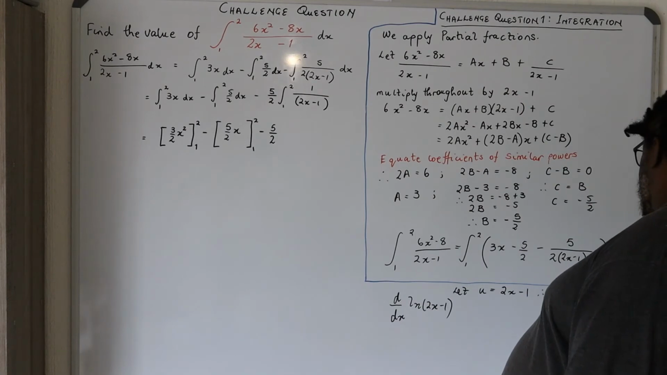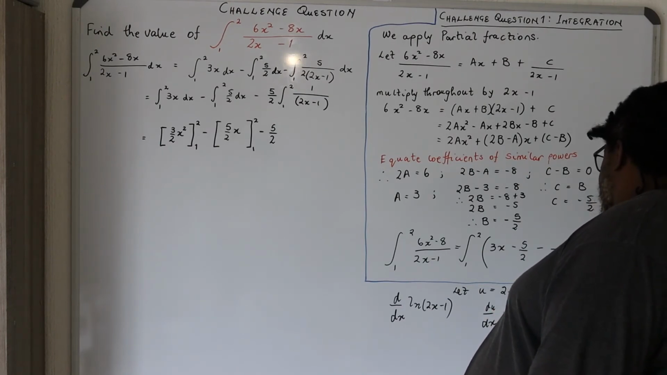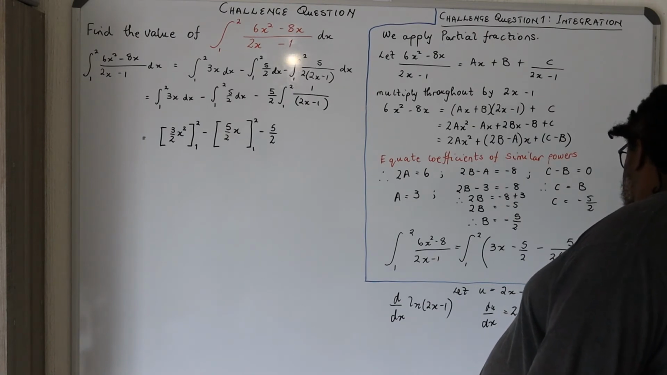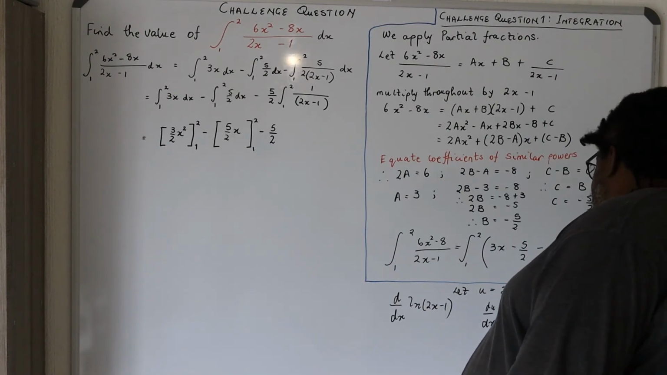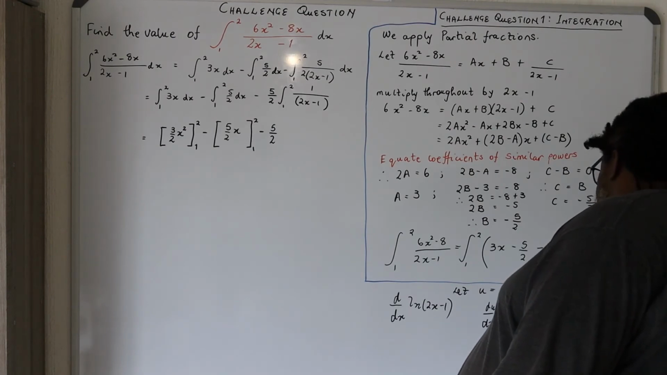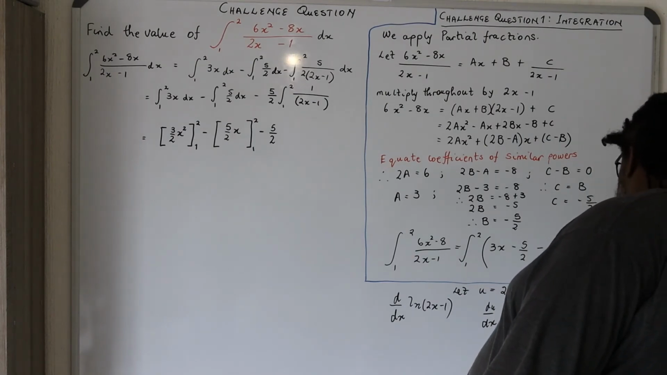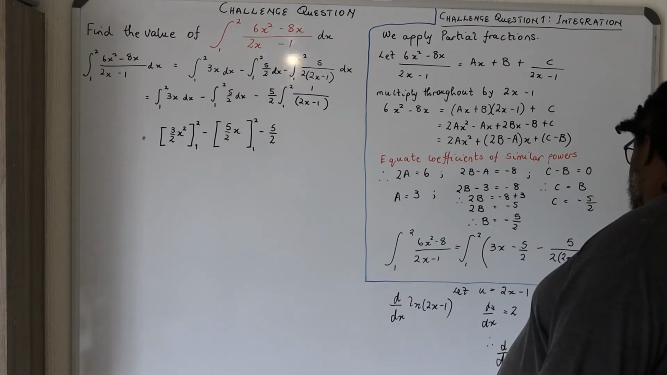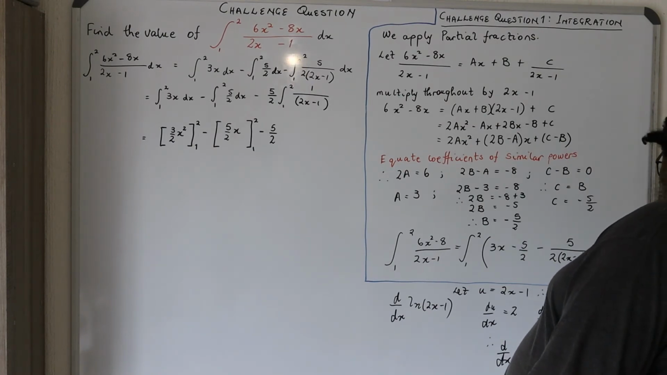So then we say du by dx equals 2, and dy by du equals 1 over u, and therefore d by dx of ln(2x minus 1) equals, if you multiply du by dx by dy by du, you will get 2 over (2x minus 1).